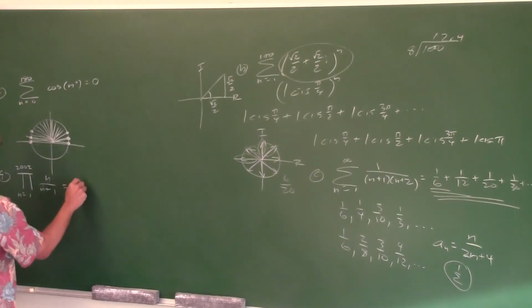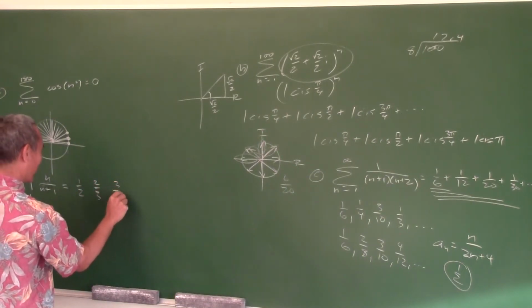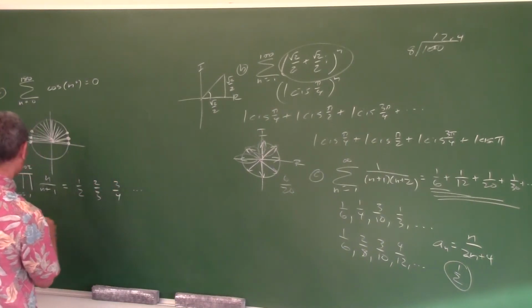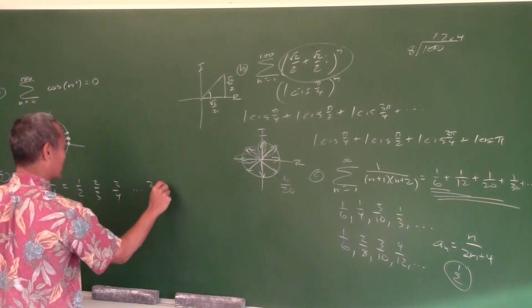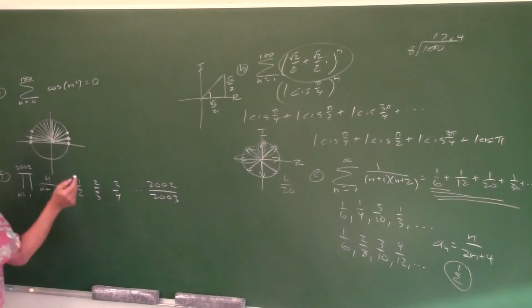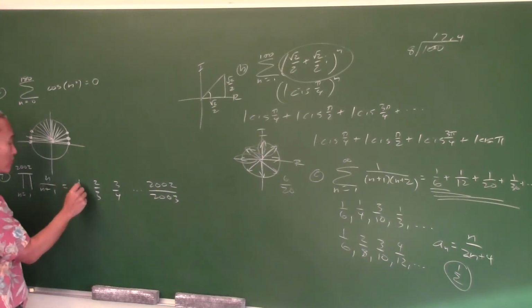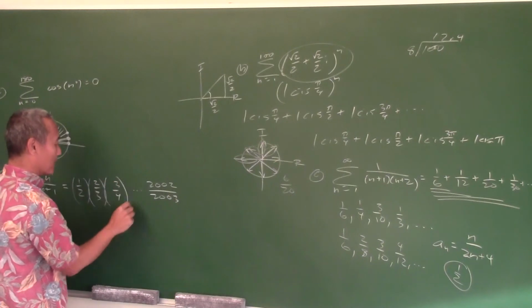If you plug in 1, you get 1/2. You plug in 2, you get 2/3. You plug in 3, you get 3/4. And you just keep on going until you plug in 2002. So you get 2002 over 2003. But instead of adding them, that would be sigma. This is pi. You multiply them because that's the Greek letter for P, which stands for product. You multiply these numbers.